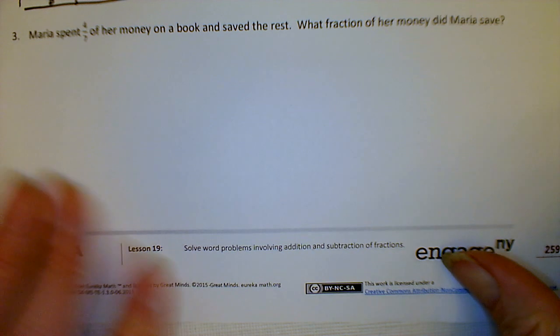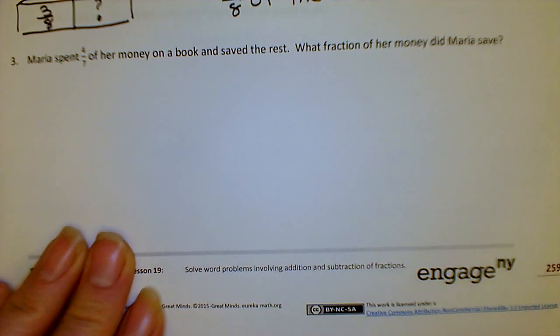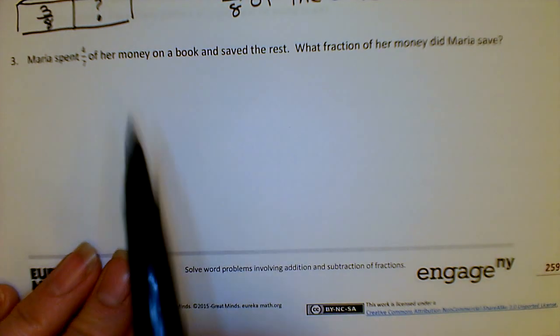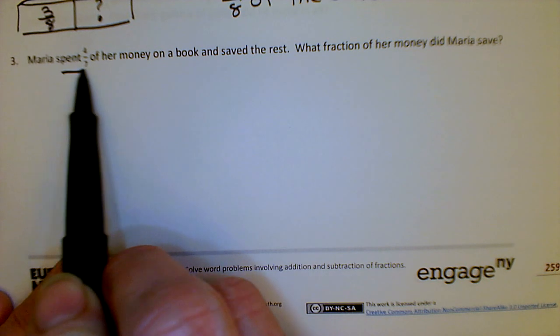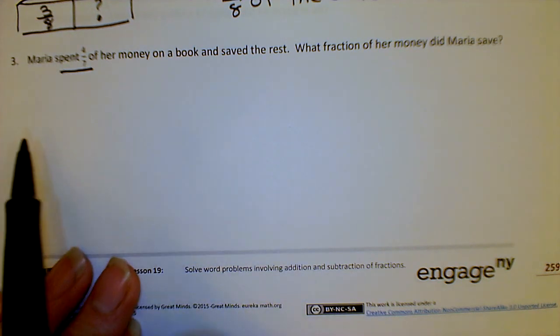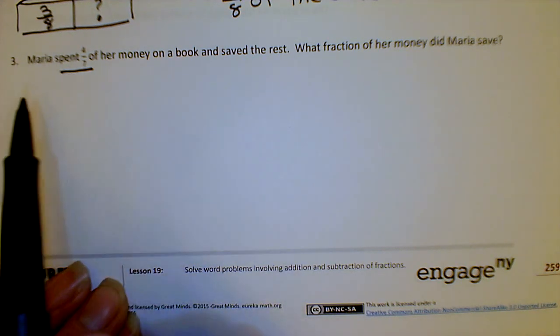So this one says, ooh, it's a little blurry. Let me bring it down a little for us. Maria spent 4/7 of her money. So she spent means I'm getting rid of. That means I'm losing it. That means I'm subtracting it.